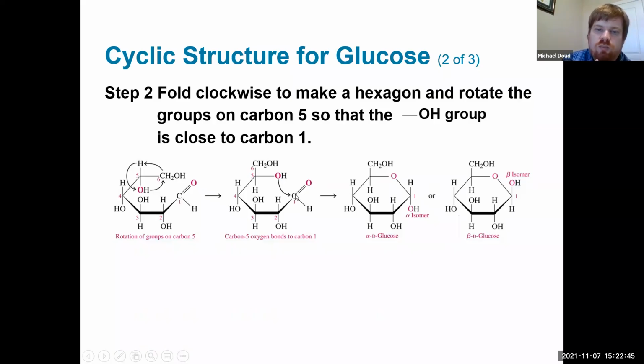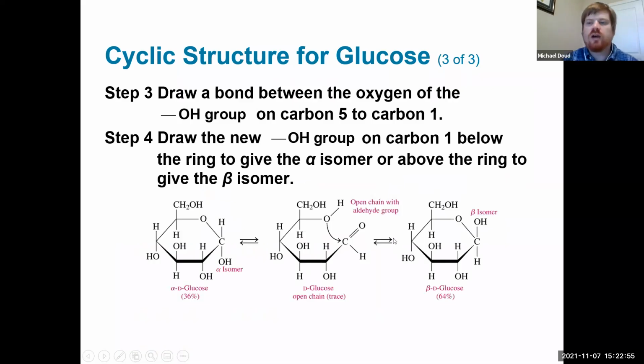And that alcohol group can either point up or it can point down. If the alcohol group points up, that's what we call the beta isomer. If it points down, that's called the alpha isomer. We'll talk about this more in a little bit, and we'll have some time to practice it too.